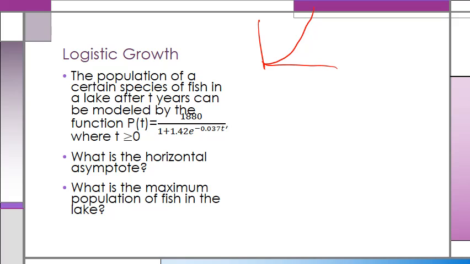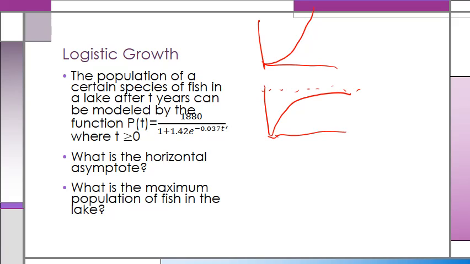And so generally there's a cap on that, and we can express that by what we call a logistic growth model. And the graph of a logistic growth model is going to look something like this. In other words, there is a limit to where the growth is going to stop, and it actually forms a horizontal asymptote.